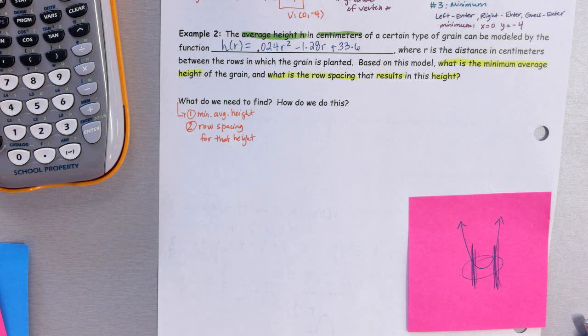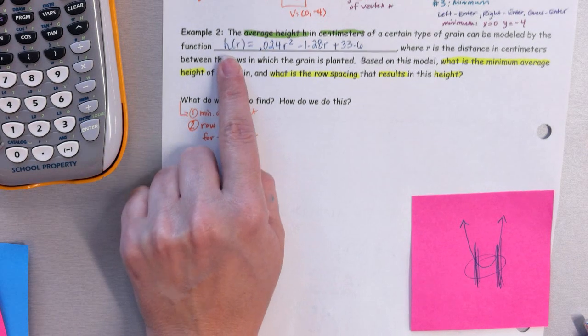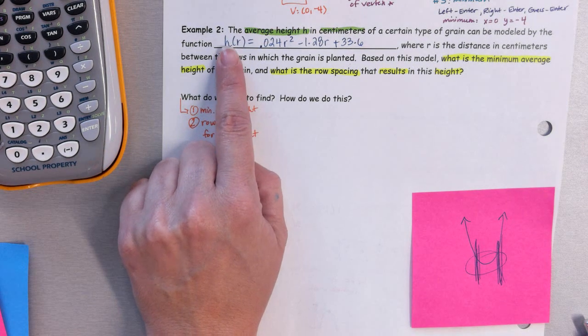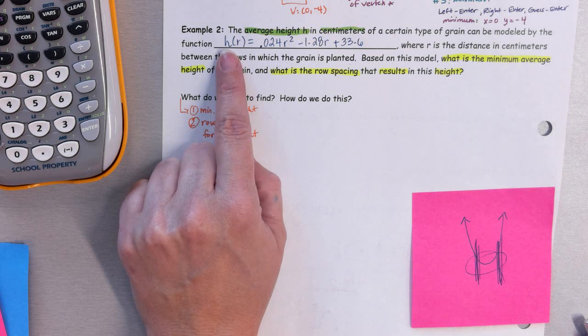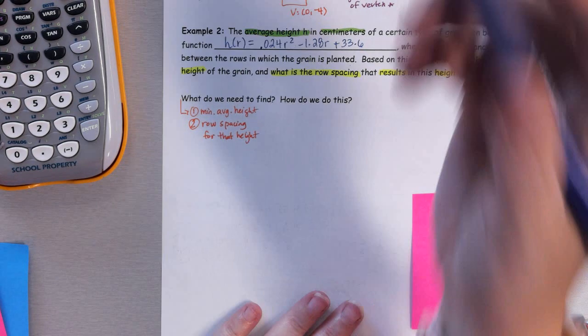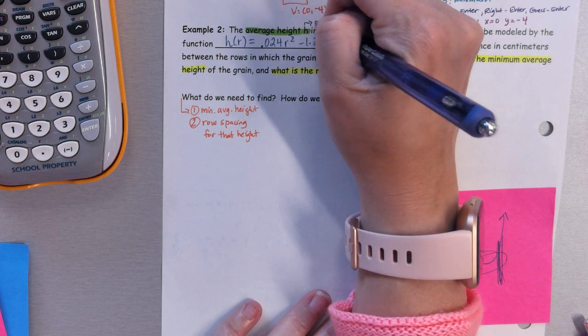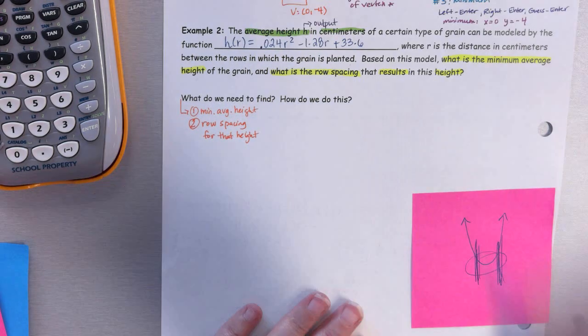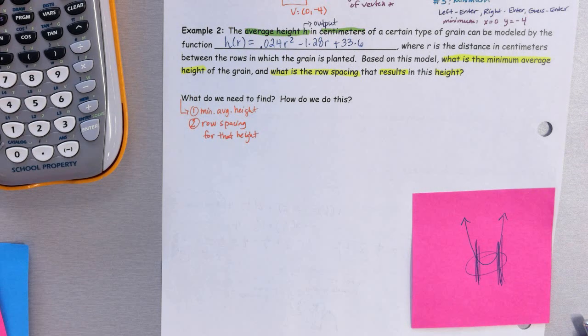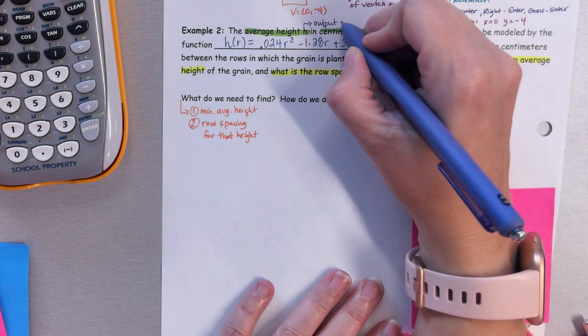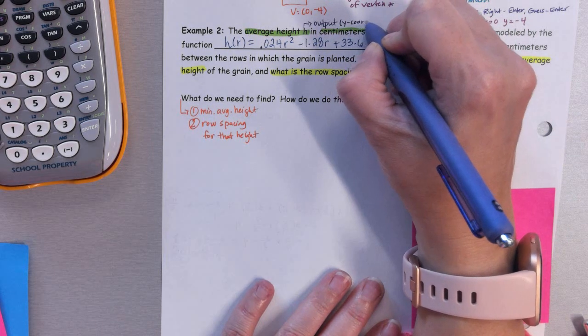Well, it's a 50-50 shot, so let's take a swing. Is it my output or my input? Output. Okay, because look, h is on the outside. Isn't that where my y value is? What's my input going to be? R. Okay, so the average height h is going to be the output of your function, which means it is going to correspond to your y coordinate.